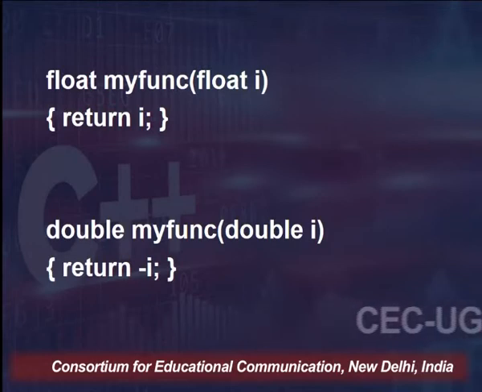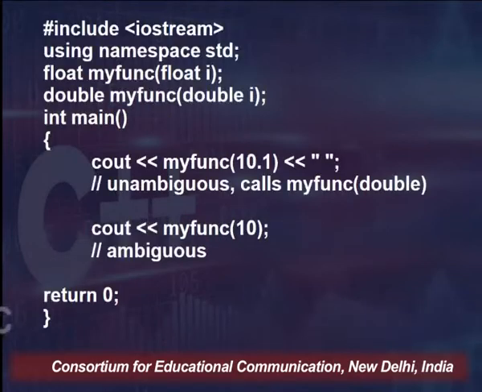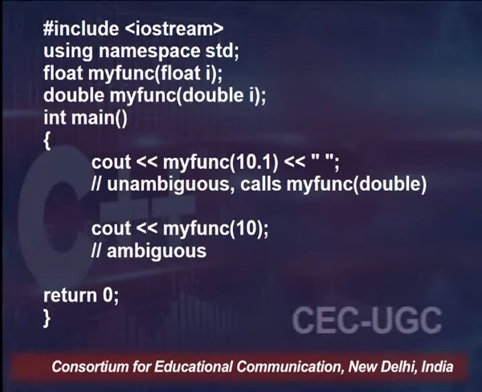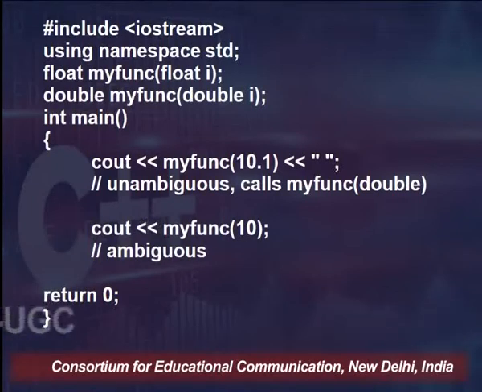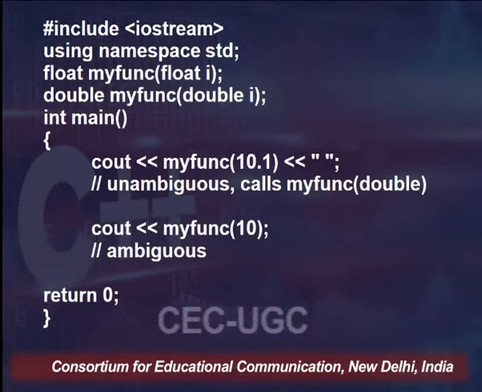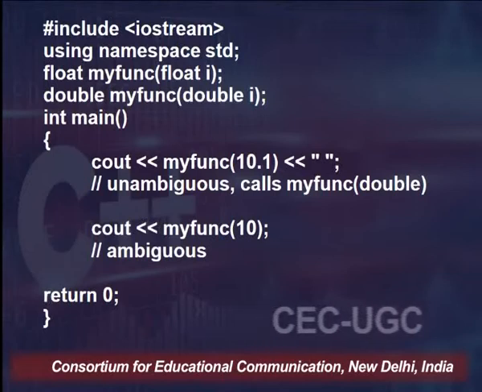So with this definition, now let's see what is happening. Inside the main I have written cout myfunc 10.1. Passing 10.1 will automatically call the double version. That's fine, so the compiler is very clear here.